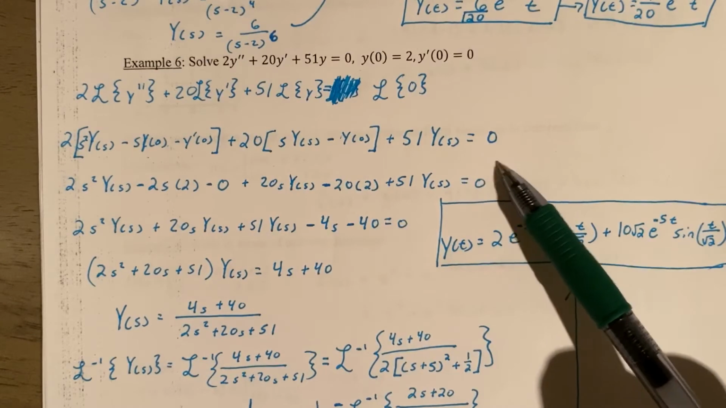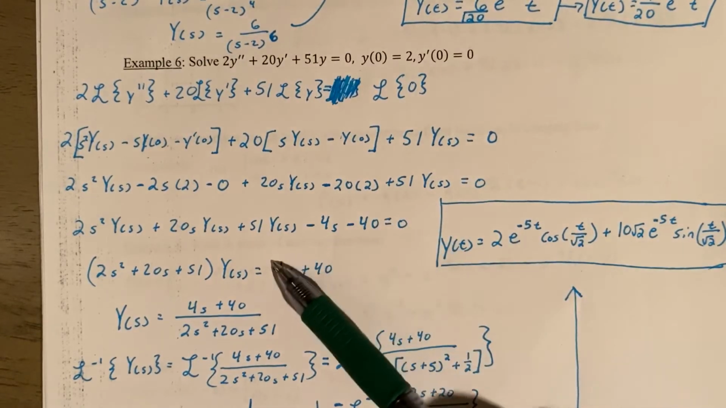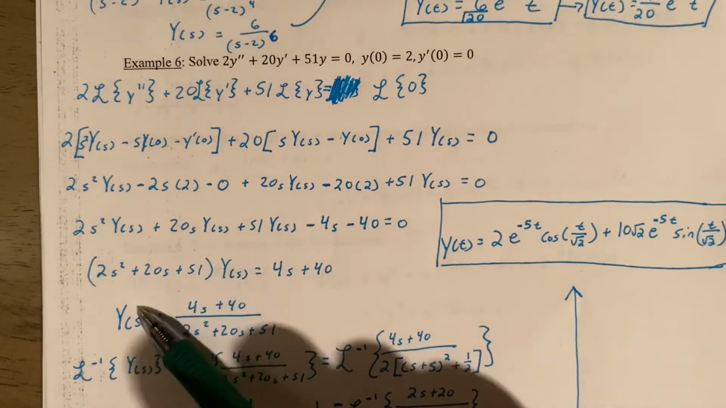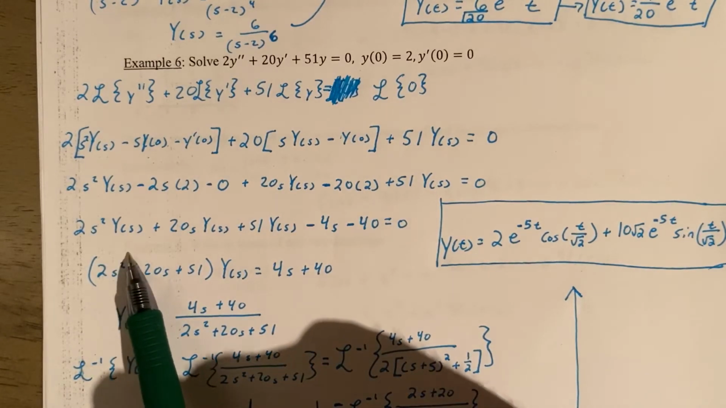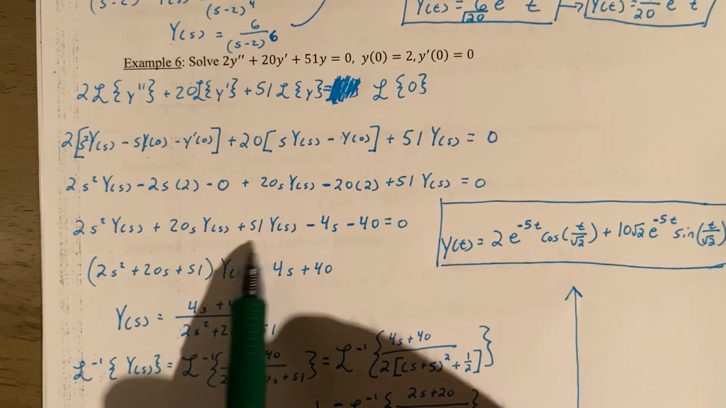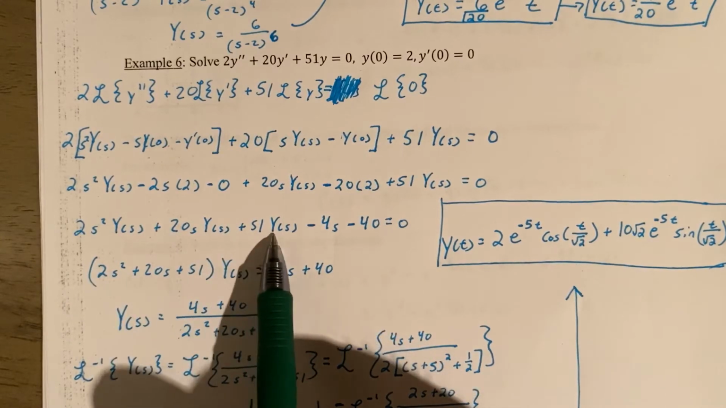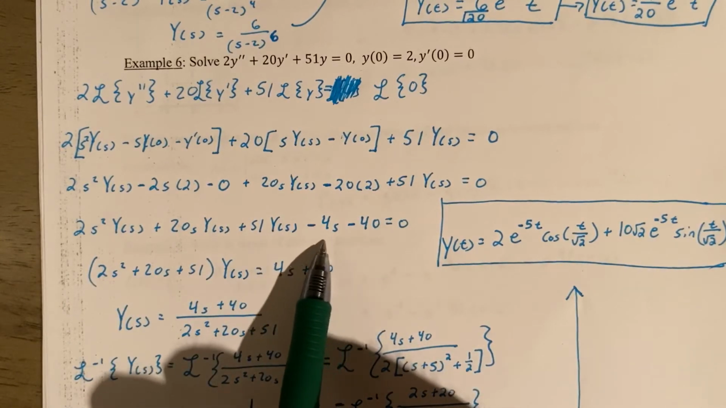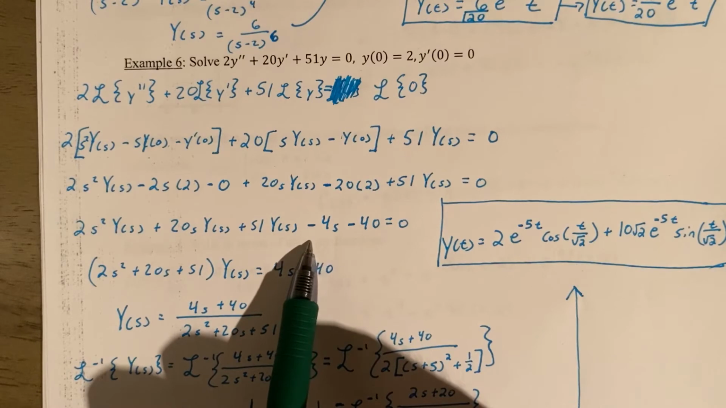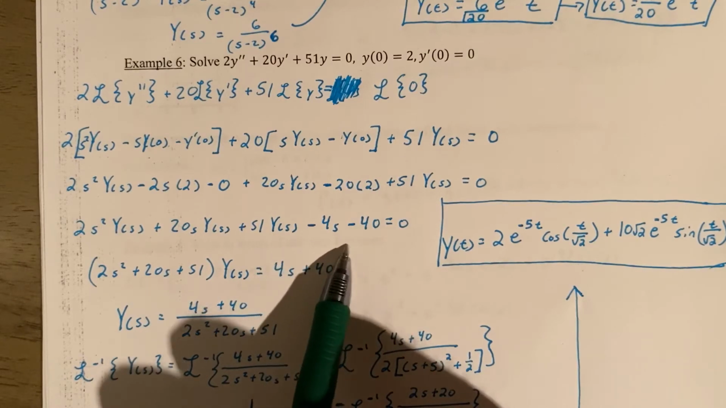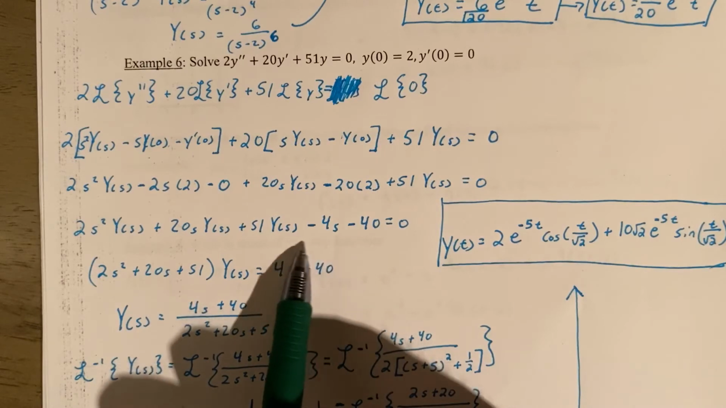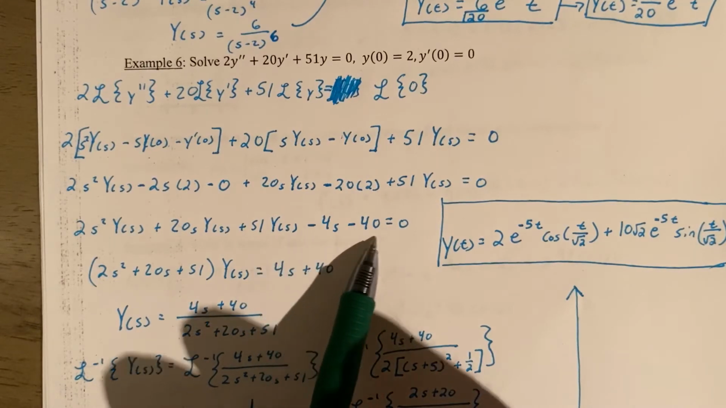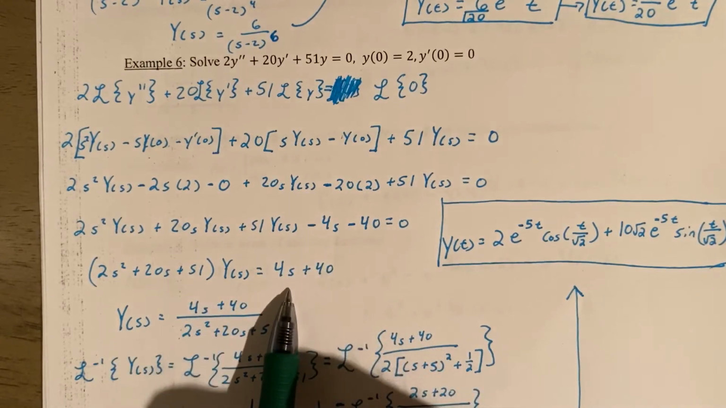So then, on the left, when we solve for this, we're going to get everything that has a cap y of s on the left-hand side together. Anything that doesn't, we're just going to put on the back end of the left side. And so we're going to get rid of the minus 4s minus 40 because we want to solve for cap y of s. So we're going to add 4s plus 40 to the right.